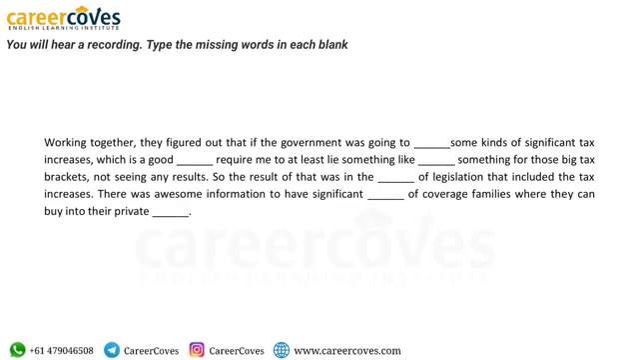Working together, they figured out that if the government was going to propose some kinds of significant tax increases, which is a good strategy, they would require at least something like getting something for those big tax brackets, not seeing any results. So the result of that was in the package of legislation that included the tax increases. There was some awesome information to have significant expansion of coverage for families where they can buy into private insurance.